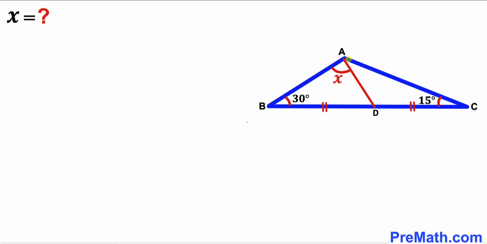We have this triangle ABC, as you can see in this given diagram, along with this segment AD, such that segment BD equals segment CD, and moreover, angle ACB is 15 degrees. The angle ABD is 30 degrees. And finally, angle BAD is being represented by X. Now our task is to find the value of angle X. In other words, we are going to find the value of angle BAD.